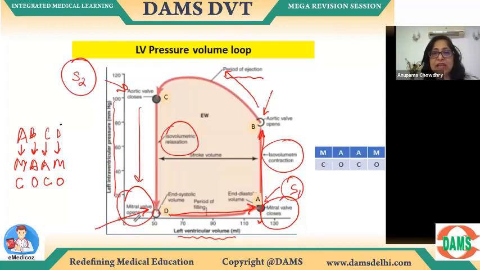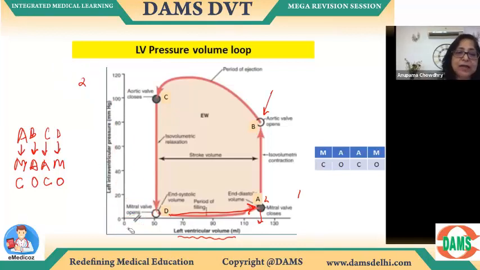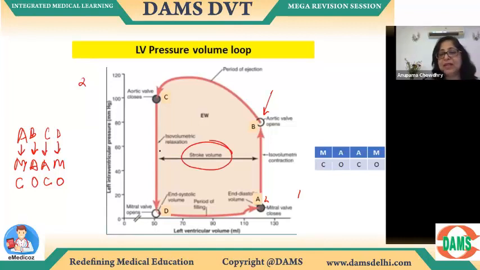Another very important piece of information that you get from the left ventricular pressure volume loop is the width of the loop. The width of the loop coincides with stroke volume. The width of the loop gives you an idea about the stroke volume. What is stroke volume? End diastolic volume minus the end systolic volume. This is stroke volume. There was a question asked in AIIMS where you were asked to calculate the ejection fraction from the left ventricular pressure volume loop.